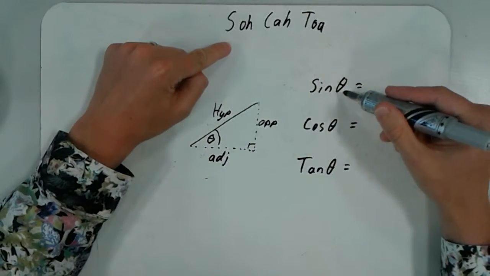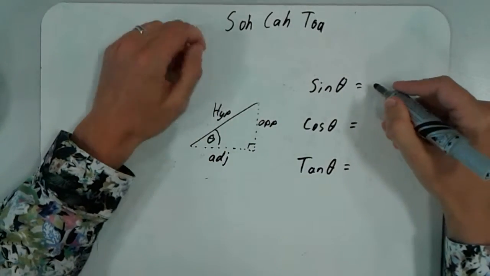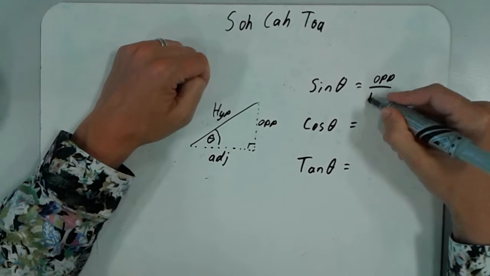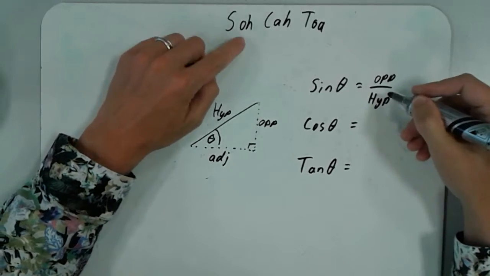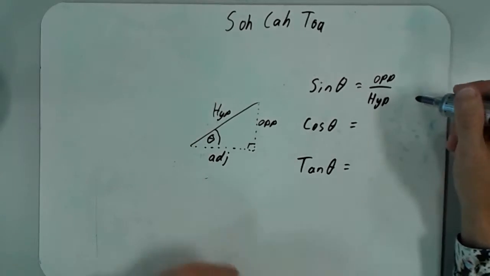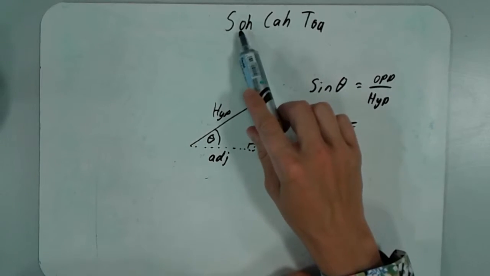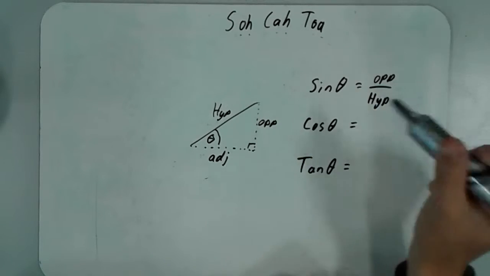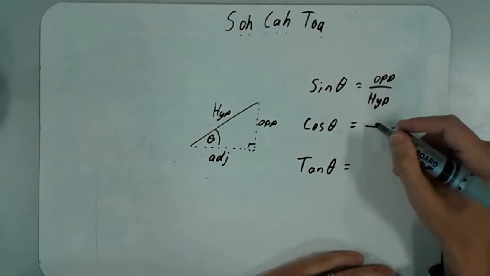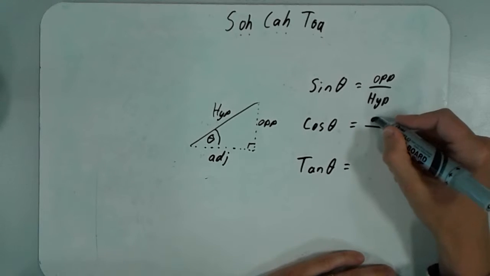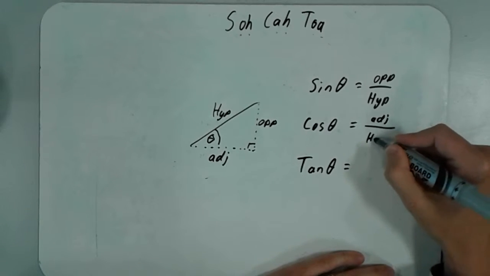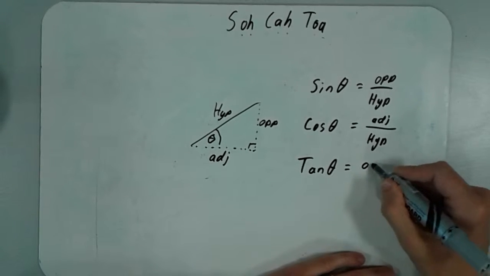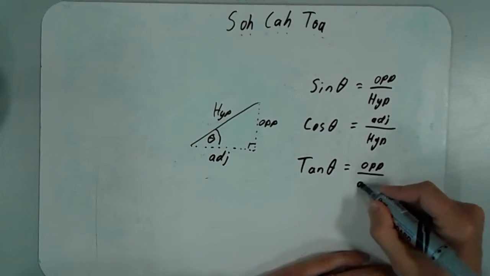This then reminds us that sine is equal to the opposite divided by the hypotenuse. Just using SOH CAH TOA to remind us, these all say opposite over hypotenuse, adjacent over hypotenuse, opposite over adjacent. Cos is the adjacent over the hypotenuse, and tan is the opposite divided by the adjacent.